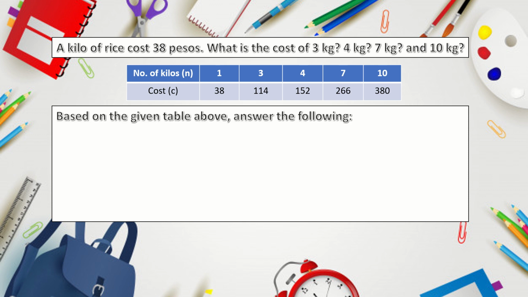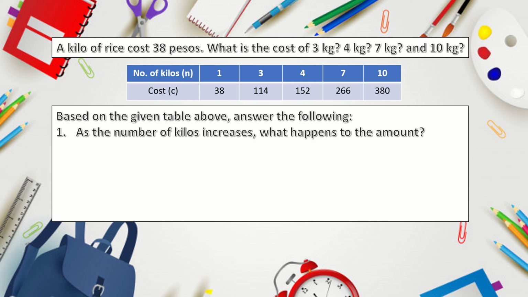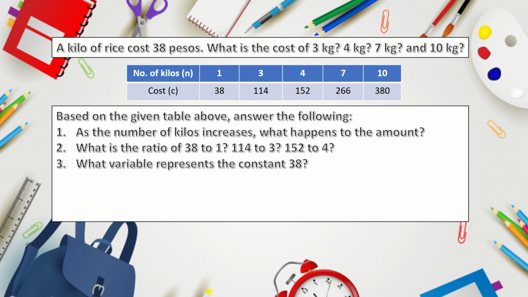Based on the given table above, let's answer the following. Number 1, as the number of kilos increases, what will happen to the amount? Of course, it also increases. 2, what is the ratio of 38 to 1, 114 to 3, 152 to 4? Okay, that is 38 to 1.